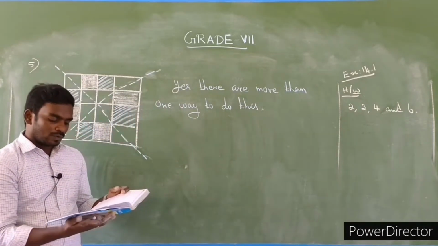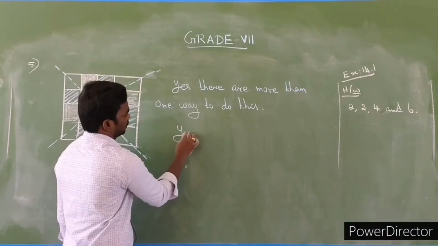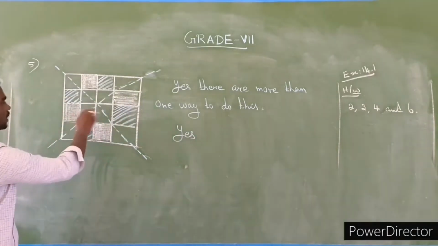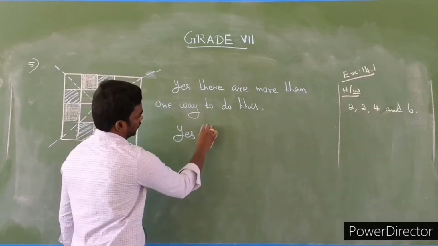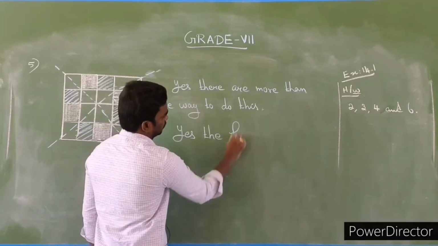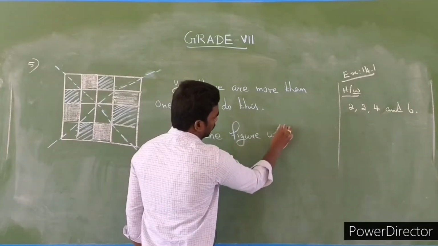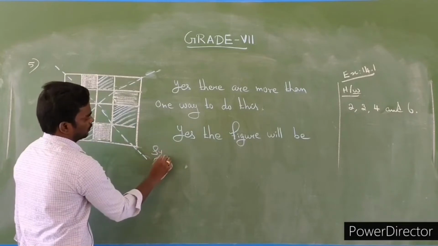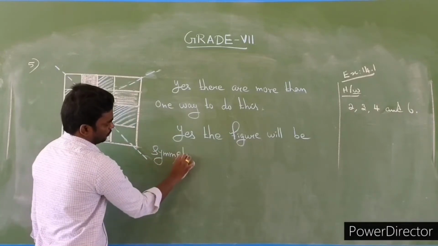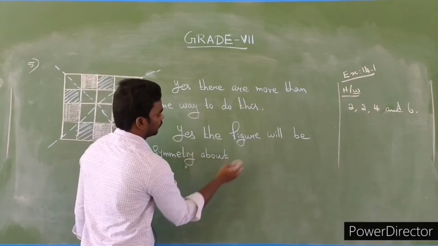Next, will the figure be symmetrical about both diagonals? Yes, this figure is symmetrical about both the diagonals.